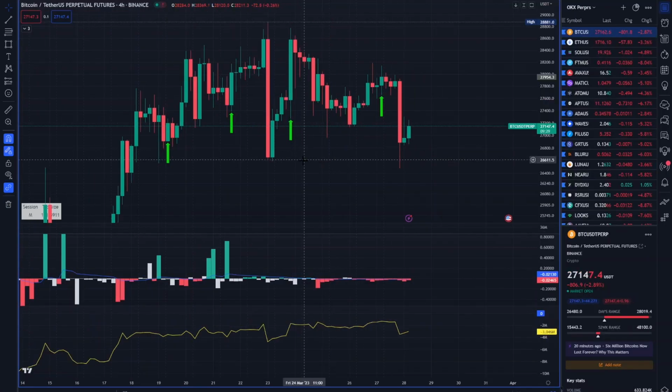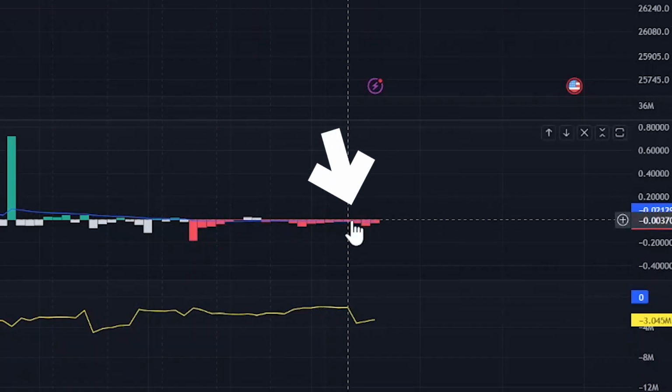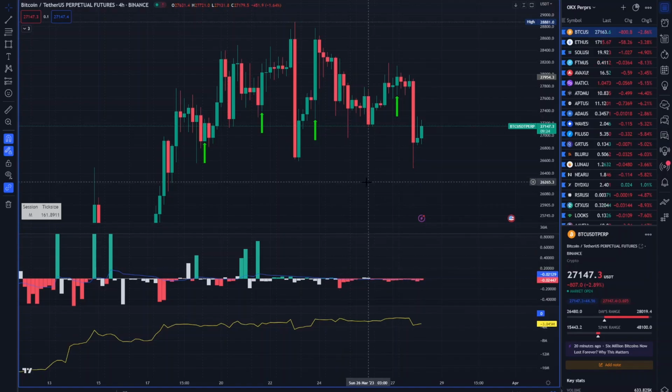One thing we can definitely see though is that funding has turned negative. That means the bears have come back out and they're taking out positions, but the funding is not overly negative, to be honest. It's only quite small. So it's just a blip.